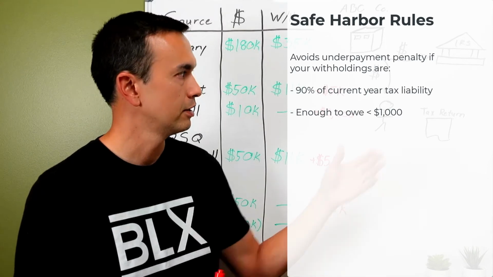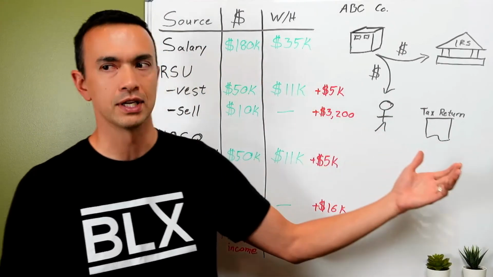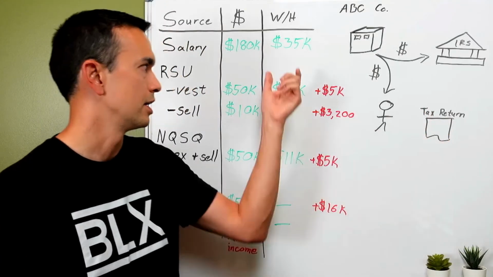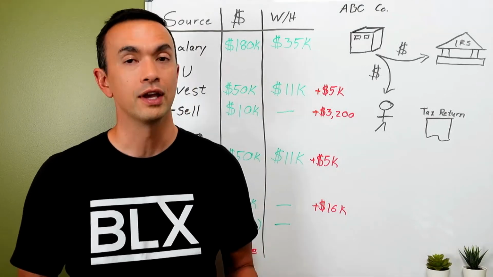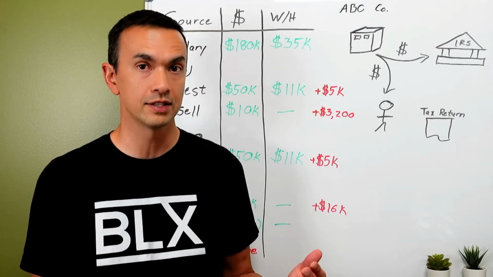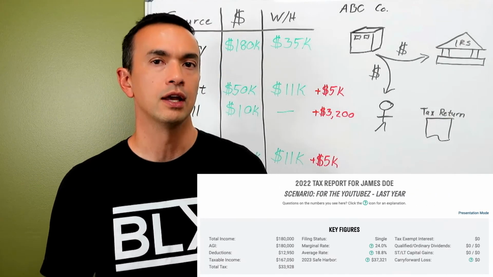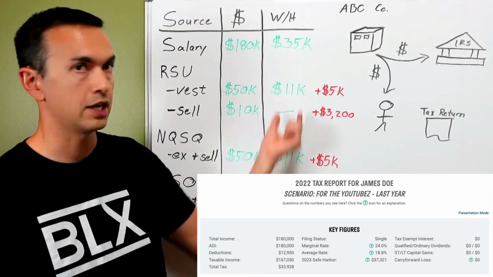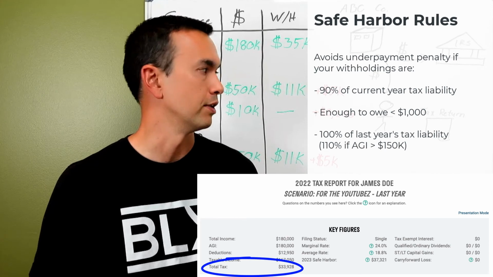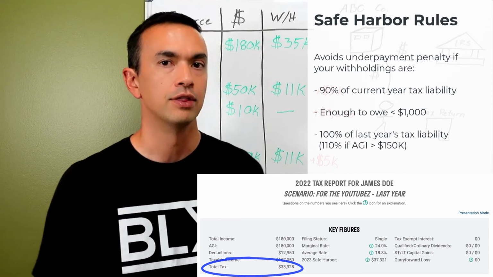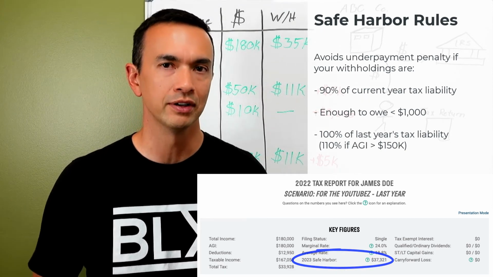But in our example here, since our tax bill is $127,000, 90% of that is about $114,000, and we have not withheld that much, and so we don't hit that safe harbor rule. The other safe harbor rule, which does get hit sometimes, is you can look at your previous year's tax return, and if you withhold enough here to equal 100 or 110% of last year's tax liability, then you've satisfied that safe harbor rule, and you won't have any underpayment penalty.